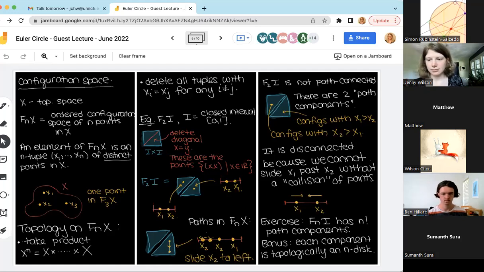Are there any final questions? Oh, okay, there's another one. Oh, what would the configuration of a graph look like? Oh, that's a great question.